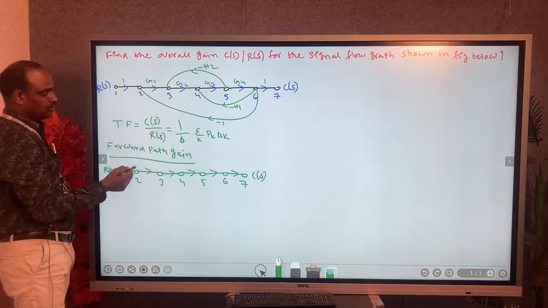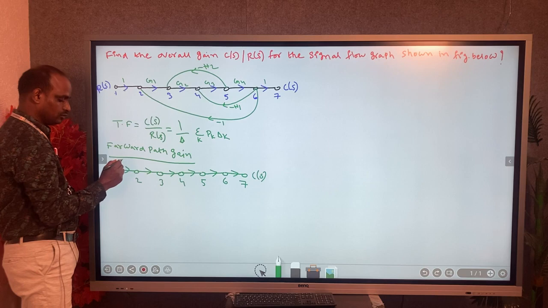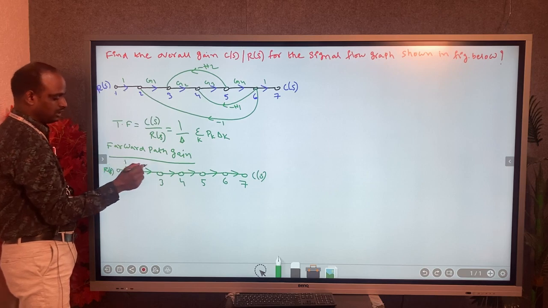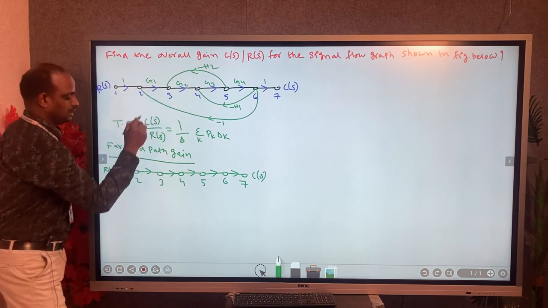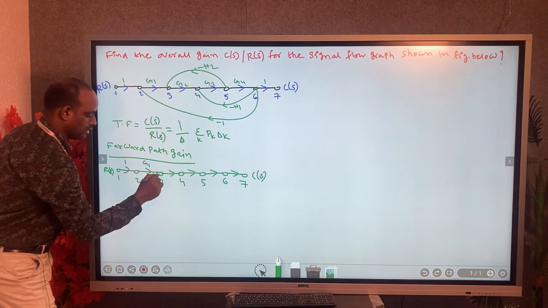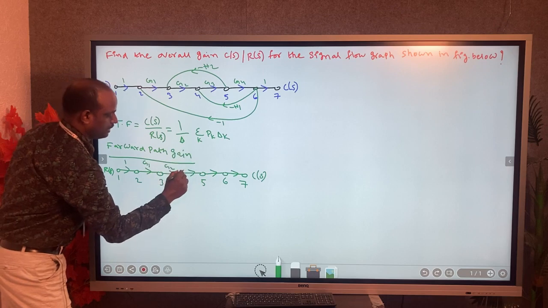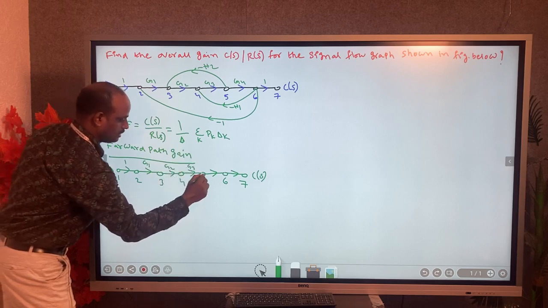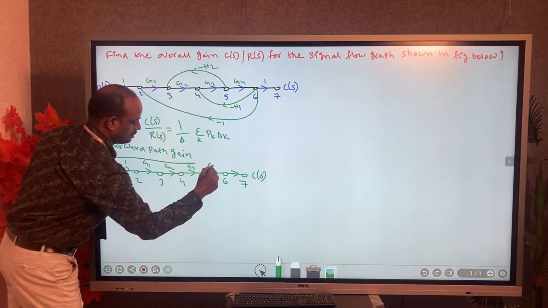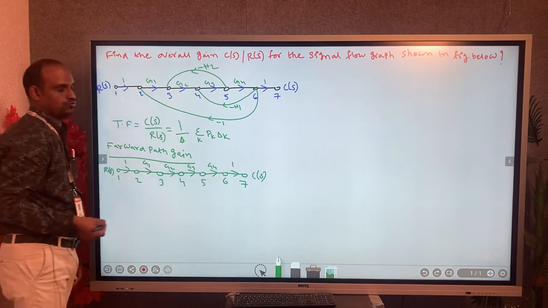What is the gain from 1 to 2? 1 to 2 gain is 1. Observe the given problem and note down the transmittance. From 2 to 3 it is G1, 3 to 4 is G2, 4 to 5 is G3, 5 to 6 is G4, and 6 to 7 it is 1.